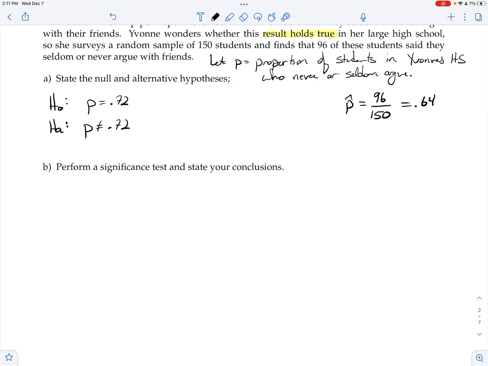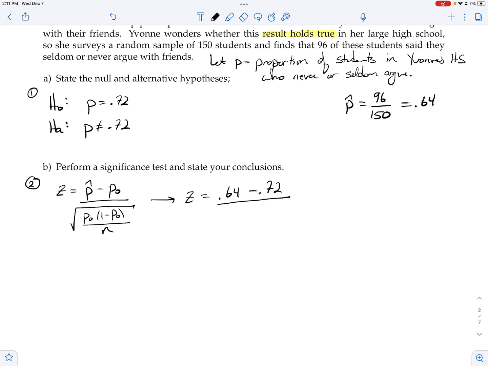Step two, we want to compute the statistic. Let's go ahead and label these. In general, z is p hat minus p naught divided by the square root of p naught times 1 minus p naught all over n. So you plug everything in here, and you get z is 0.64, minus p naught, which is just the null hypothesis value, 0.72. I want to divide by the square root of 0.72 times 0.28. How did I get 0.28? It's 1 minus p naught. And then I'm dividing by 150. I'll leave the details to you, but you should get negative 2.18 for the statistic.